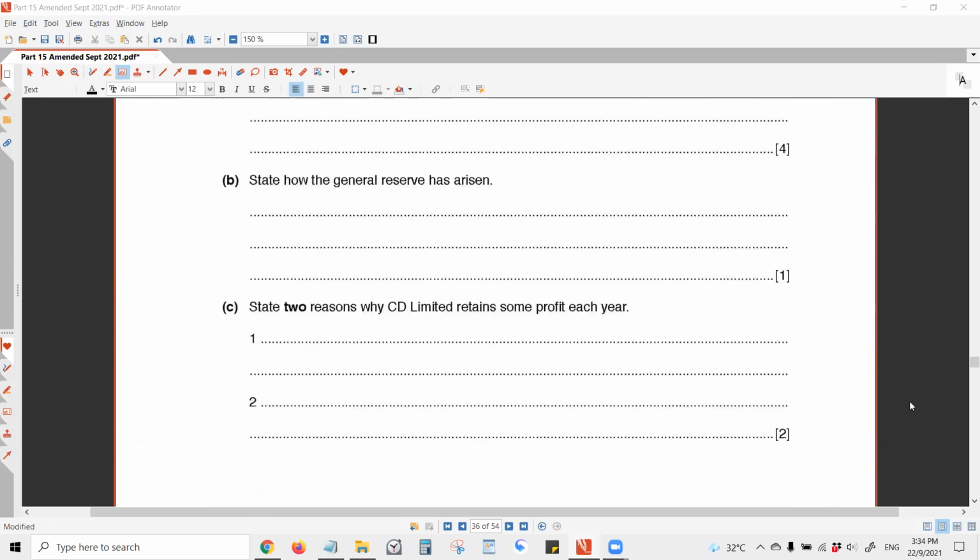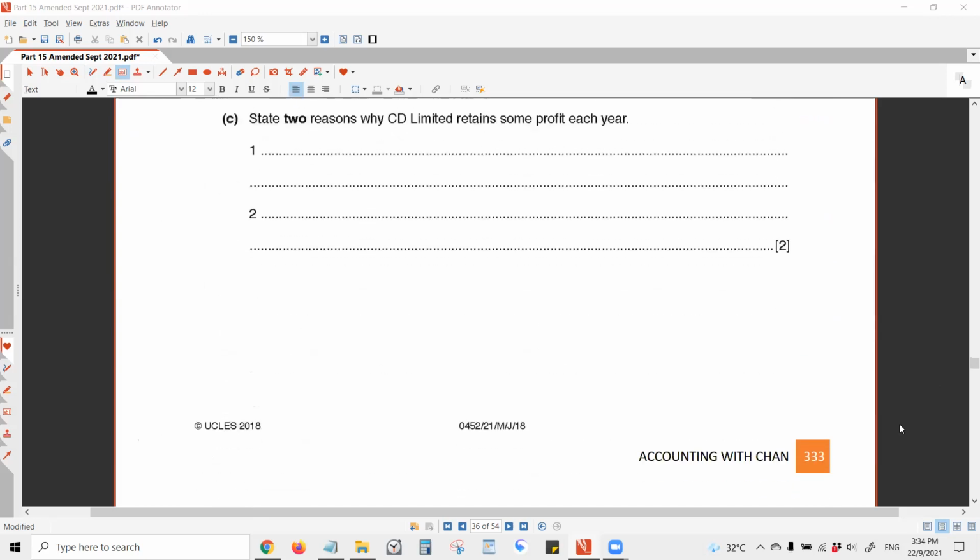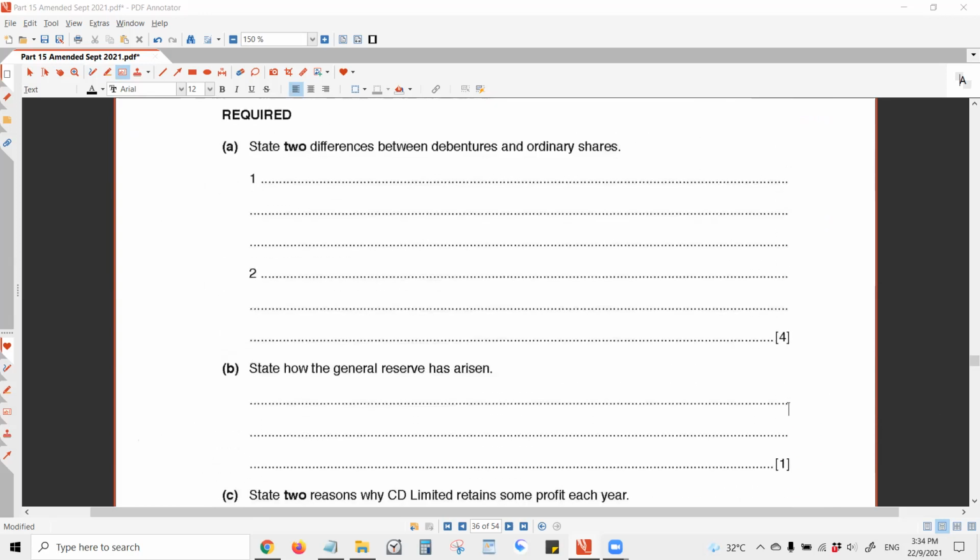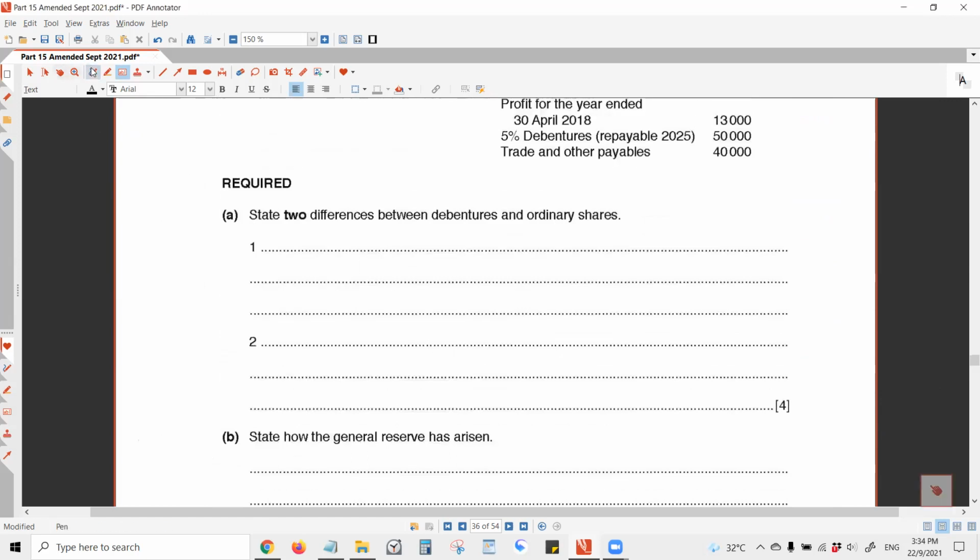Okay, next page, we see a different question. Page 333. Question A. State two differences between debentures and ordinary shares. You see, we have been seeing a lot of questions on those three things, right? Ordinary shares, preference shares, and debentures, which is consistent with what I told you earlier at the beginning. They always ask you questions about the similarities and differences and how they affect each other among these three things.